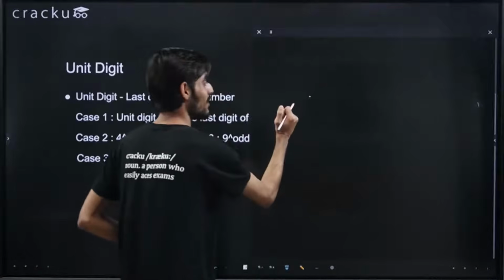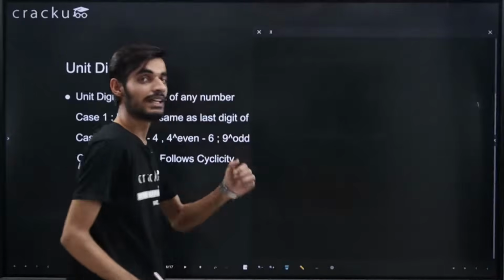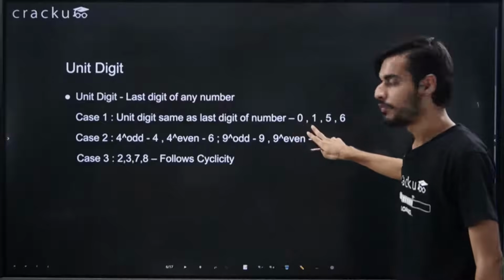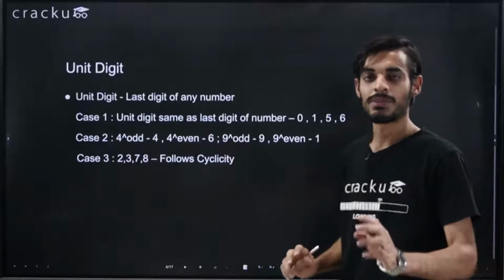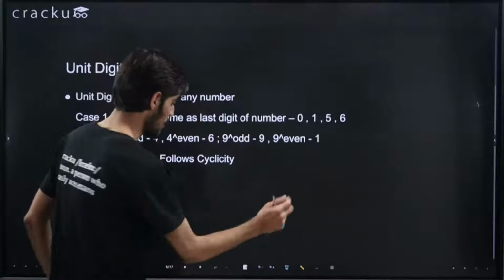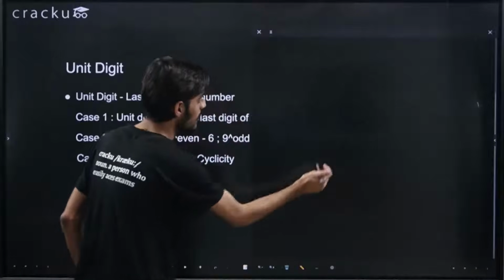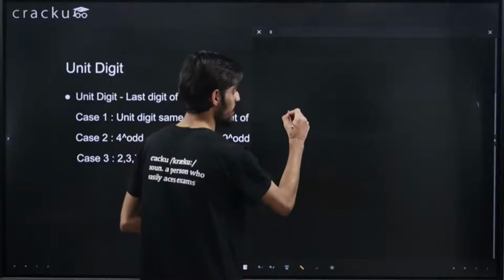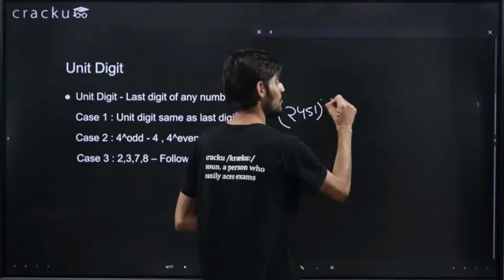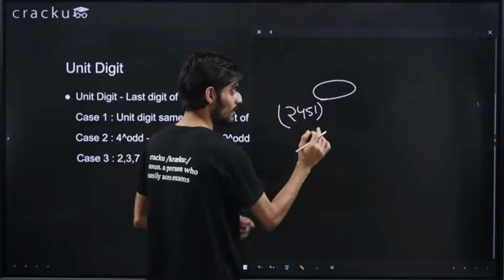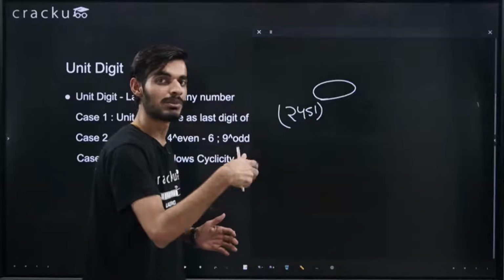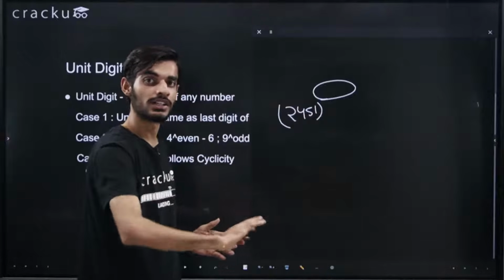It doesn't matter what the power is, if any number is ending in 0, and the same is the case for 0, 1, 5 and 6. It doesn't matter how many times you multiply that number, the unit digit will always remain the same. If the same number were 2451, whatever value of power you put here, the unit digit will always remain 1, because 1 multiplied by 1 any number of times results in 1 itself.